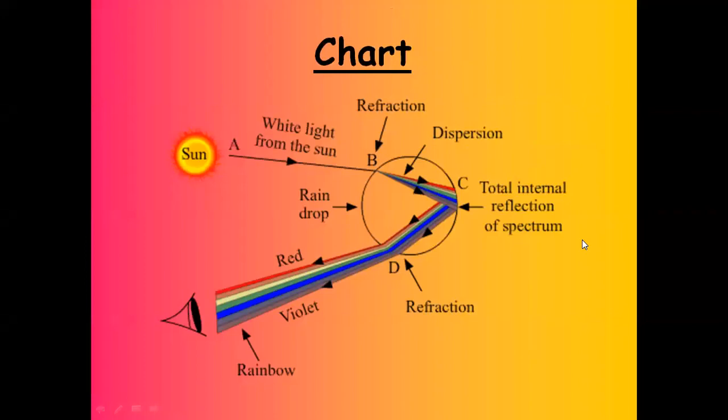Let's have a look at this chart to make it easier for us to understand. So here you can see the sun. This is the sunlight. And refraction is when the sunlight changes its direction and it bends down. And here, reflection is when the sunlight sends back its rays but separated into the different colors of the rainbow.